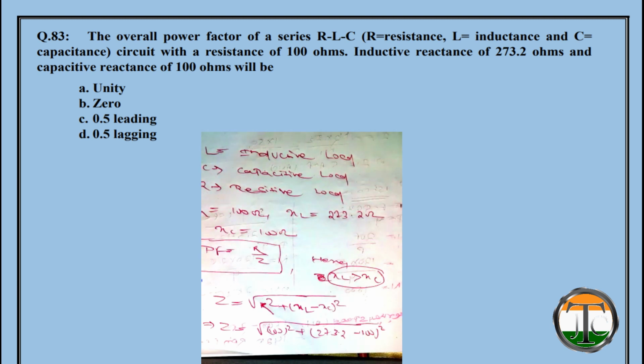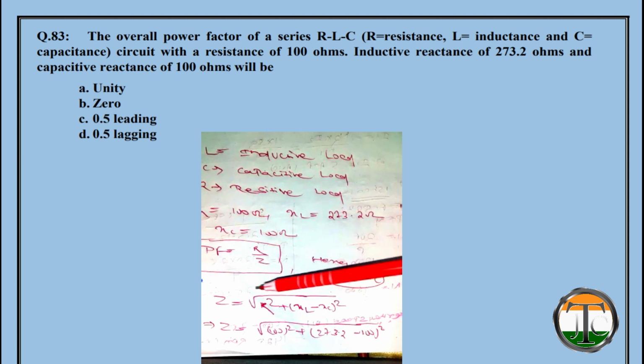So mainly we have to know what power factor is. The power factor formula is R by Z. Here the R value is given, that is 100 ohm, but the Z value is not given, so we first have to calculate the Z value. Here XL is equal to 273.2 ohm, R is 100 ohm, and XC, the capacitive reactance, is equal to 100 ohm. Then we have to calculate the Z value.